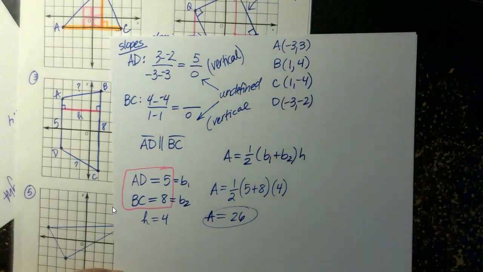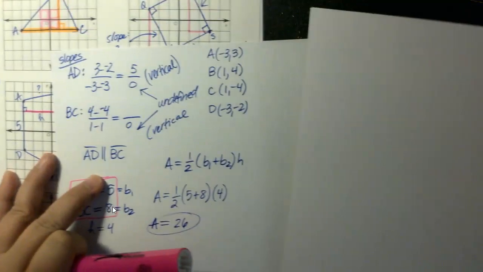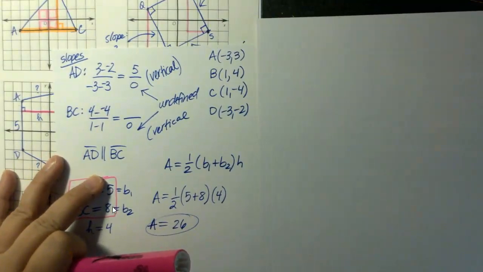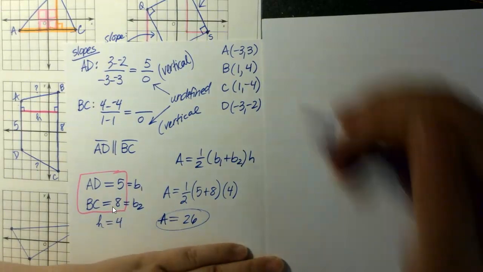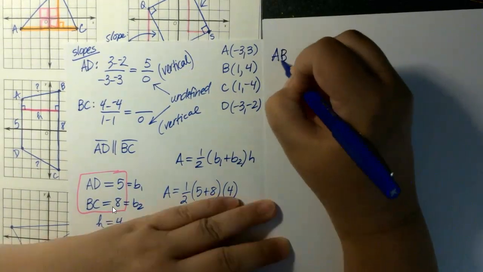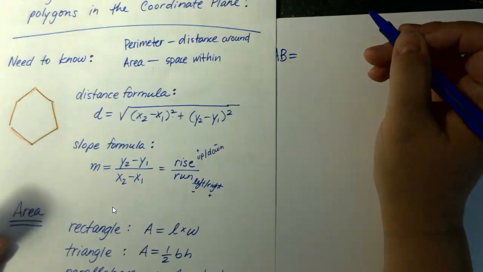Let's see how can I rearrange things. I want to make sure I can see this. So let's scoot this over. And the length of AB, using these coordinates, distance formula. Remember, this is the distance formula.